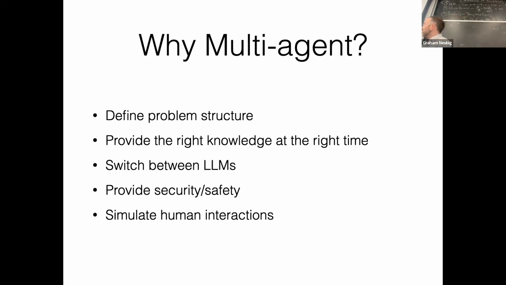So the first is defining problem structure. One simple example of this is where we had the global agent and the local agents. There we had a global agent, whose only job was to create plans. And then we had local agents that went and executed on the plans. So this is not a very fixed problem structure. It's mostly defined by the LLM.